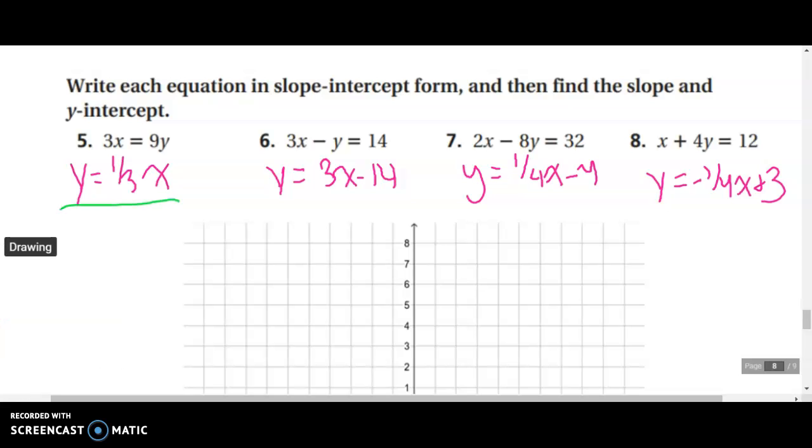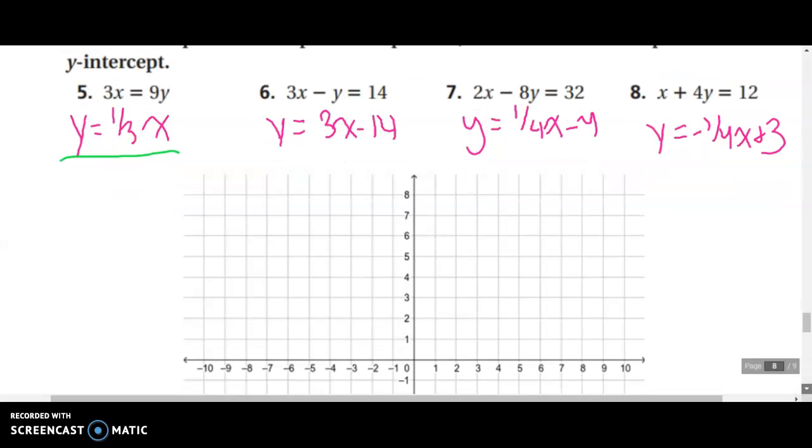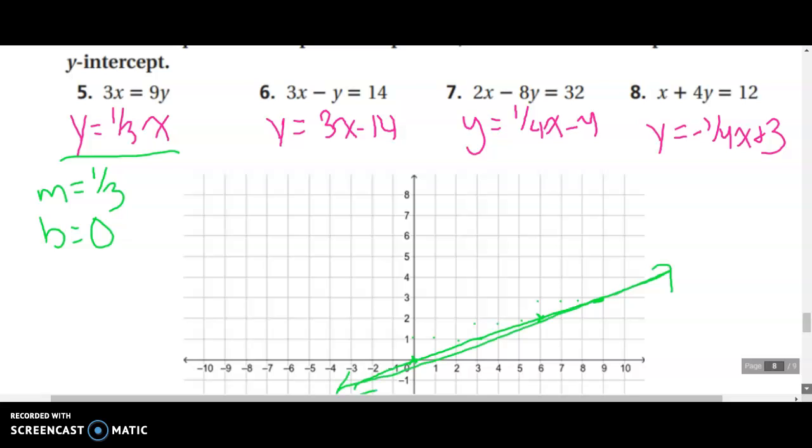So for this one, I'm going to go through the point (0, 0) because this has a slope of 1/3, but a y-intercept of 0. So it passes through the origin, and a slope of 1/3 means rise 1, run 1, 2, 3. Rise 1, 1, 2, 3. And that's what that one looks like.